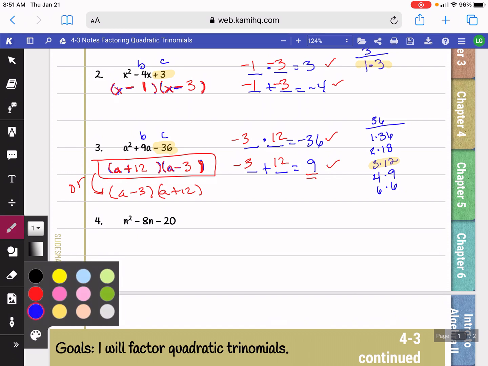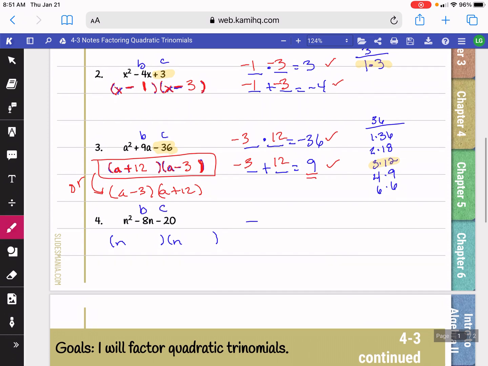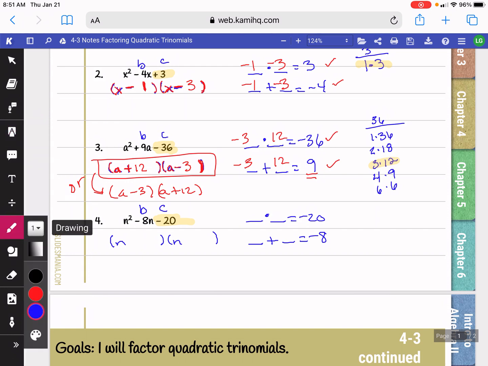We look at our last set here. We have n squared minus 8n minus 20. So I'm going to begin my factors with n, because n times n would give me the n squared. And then I'm going to set up my blanks. So blank times blank equals negative 20, and blank plus blank equals negative 8. Again, I'm going to look at my sign for C. Since it's negative, that means I'm going to have different signs. Remember, if it's positive, you'll have same signs. If it's negative, you're going to have different signs. So I'm just going to write that so I remember for later. One will be positive, one will be negative.